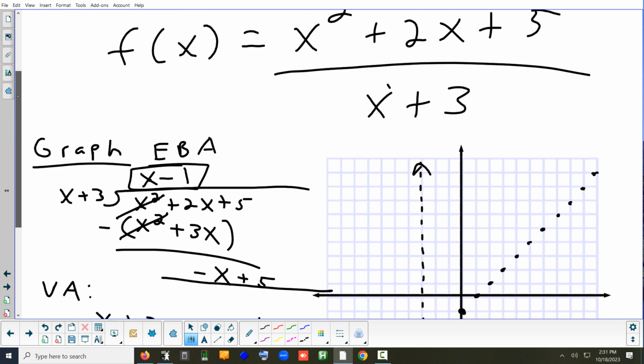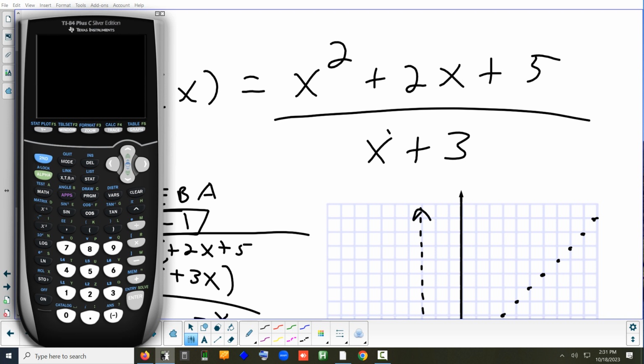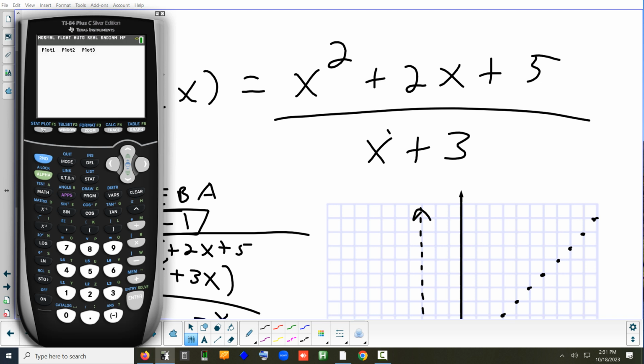All right, let's type that in, and the calculator is going to help us figure out some points. To type it in, what do I have to make sure I use? Got to use parentheses. X squared plus 2x plus 5. And we're going to divide by x plus 3.